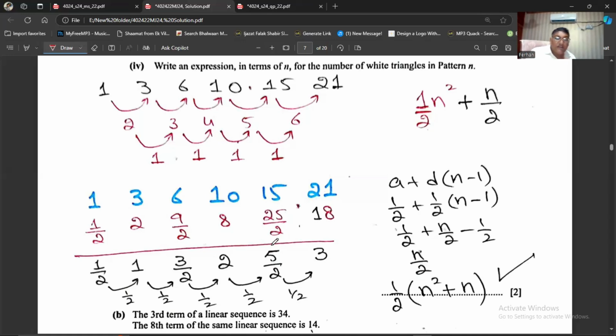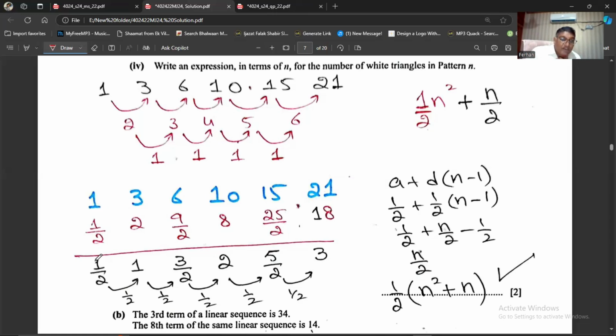Then in the place of n, you put 6. 6 square is 36, 36 divided by 2, that is 18. Then from this original sequence, you subtract this sequence.